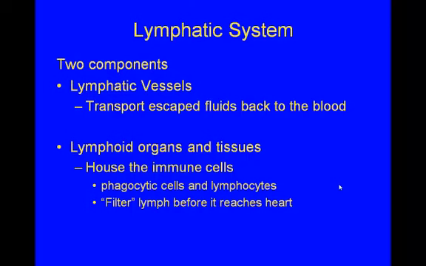Okay, so this chapter starts off with the lymphatic system. There are two major components. You have the lymphatic vessels, which will transport escaped fluids back to the blood, and then lymphoid organs and tissues, which house the immune cells, which are your phagocytic cells and your lymphocytes. And they filter lymph before it reaches the heart.